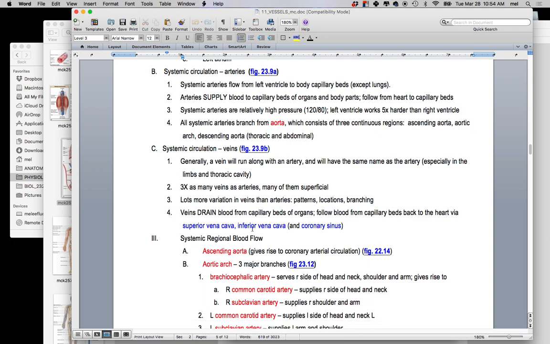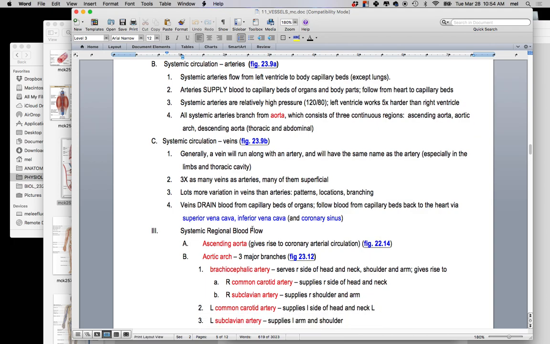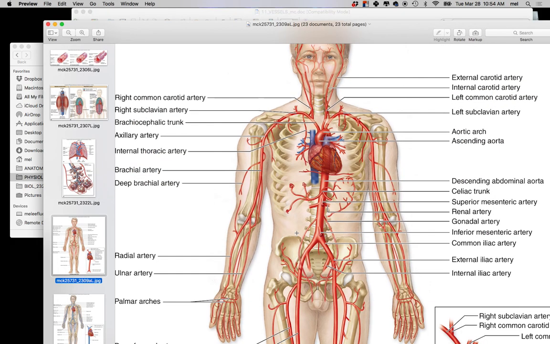Of course, systemic circulation is way more complicated because there are a lot more vessels in it. There's a lot more to learn. So let's just start on systemic circulation and talk about it. There are a million ways that you could approach this. I'll tell you my approach, so at least you'll know what my plan is, okay?